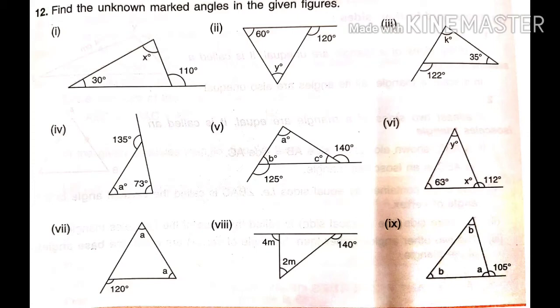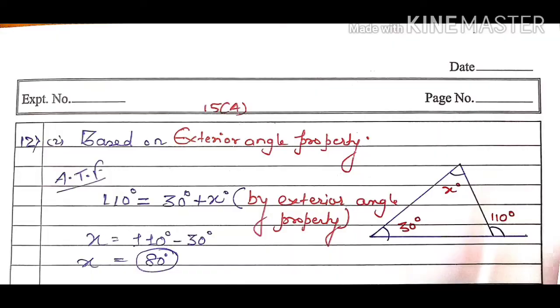How will we use it? Check the solution. Check, 110 is outside, meaning exterior, so 110 is equal to 30 plus x. So x is equal to 110 minus 30. x is equal to 80. Why like this? Because 110 is the exterior angle and one exterior angle is equal to the sum of the two interior opposite angles. Okay.